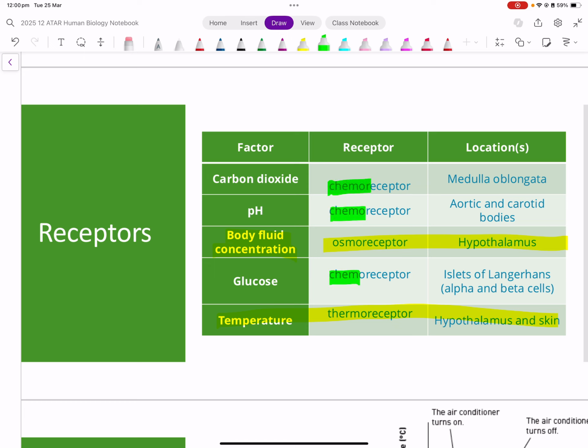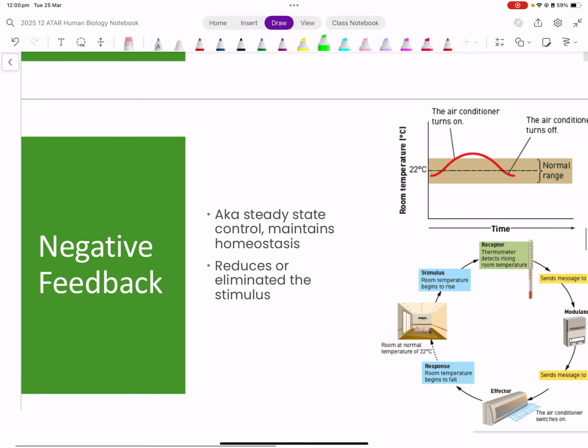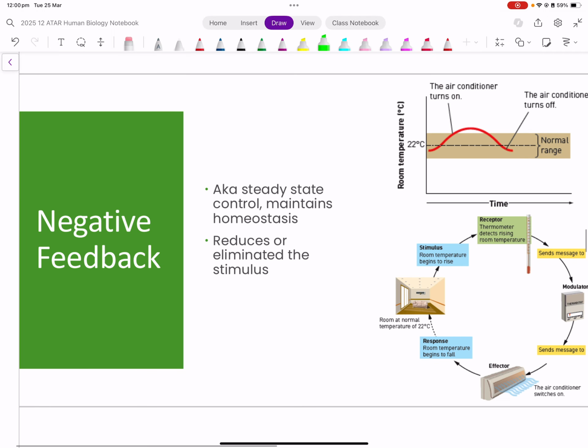And you'll notice we have three groups of chemoreceptors. Firstly, we have those that detect carbon dioxide in the medulla oblongata, and those that detect the concentration of hydrogen ions in the aortic and the carotid bodies. We also have chemoreceptors in the pancreas, namely alpha and beta cells. So, negative feedback. Negative feedback also gets called steady state control, as it helps our body to maintain its steady state, its state of homeostasis.